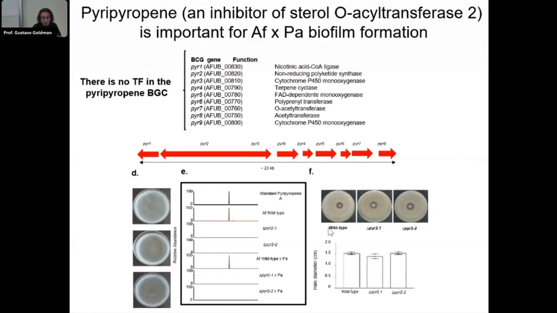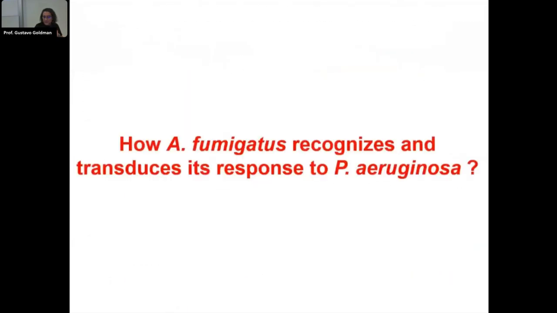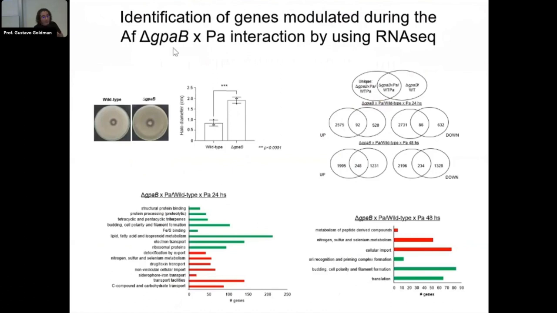And then, as I showed you, remember that when we deleted the GPAB, we see this halo of inhibition. We have the bacteria here in the middle, and all the rest here is fungus. And then there is a very big halo, almost double, which means that GPAB is really sensitive to Pseudomonas growth. Actually, when we do this GFP experiment that I showed you in the very beginning, we see tons of bacteria, much more bacteria growing on top of the hyphae than in the wild type. It's really sensitive to the bacteria, no?